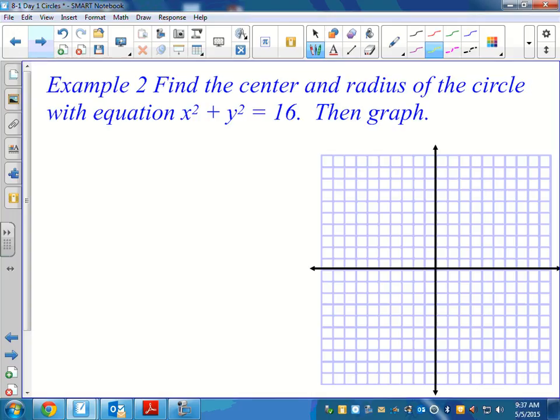4. I said 4. You said radius equals, and I said 4. X squared plus y squared equals r squared, so I agree that r equals 4. Continue. What's the center? 0, 0.